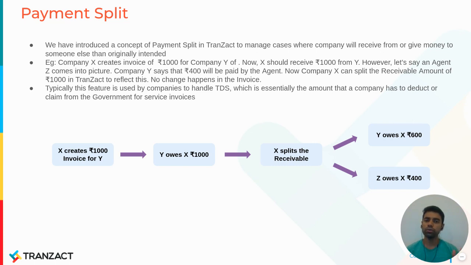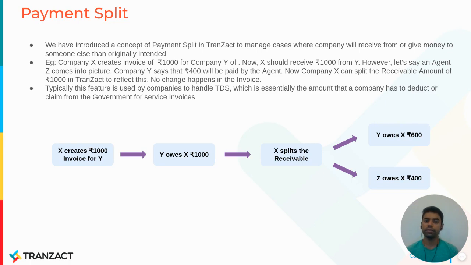So now what I do in my system in TranZact, originally it was showing that I have to receive 1,000 rupees from that company. But now I will split the payment into two and say that, okay, I'll get 600 rupees from the counterparty and 400 rupees from the agent. So this example is shown here. So X creates an invoice of 1,000 rupees for Y, and then X splits the receivable. So now Y owes 600 rupees to X and Z owes 400 rupees to X.